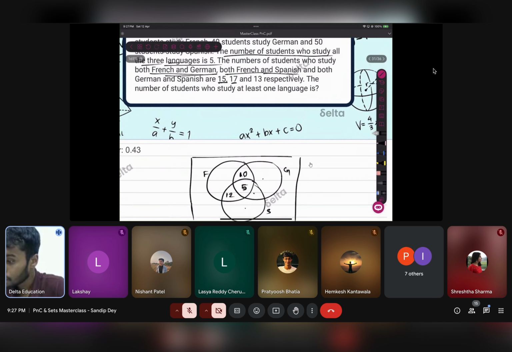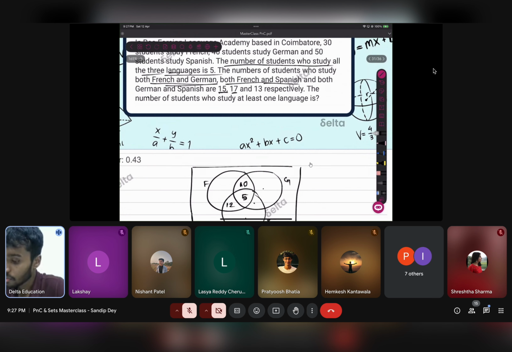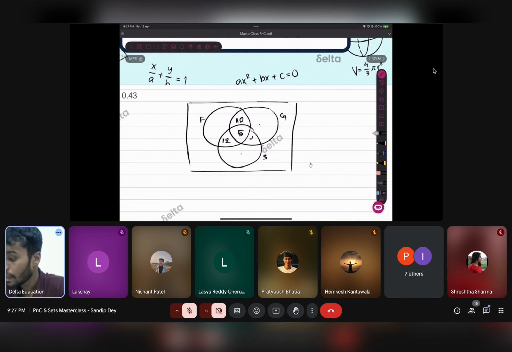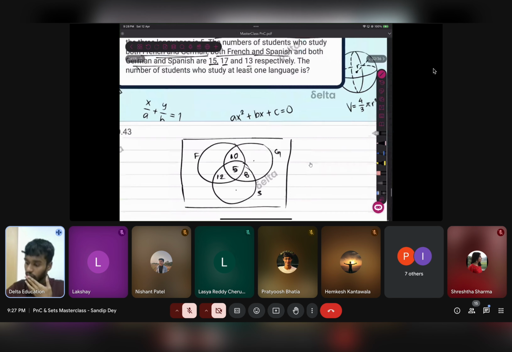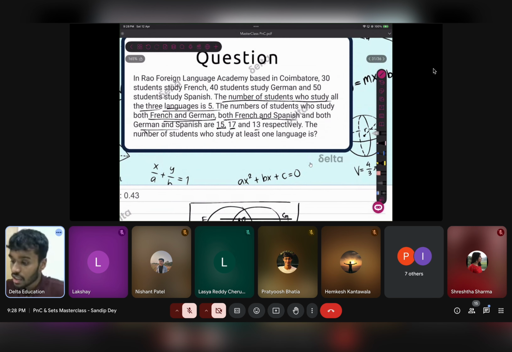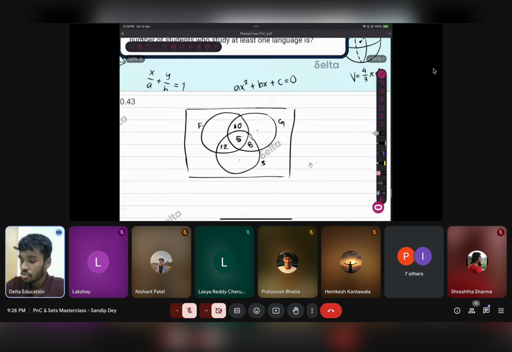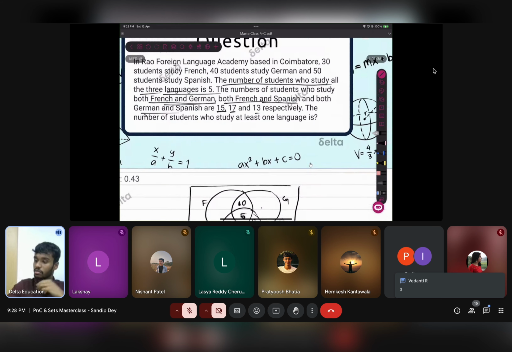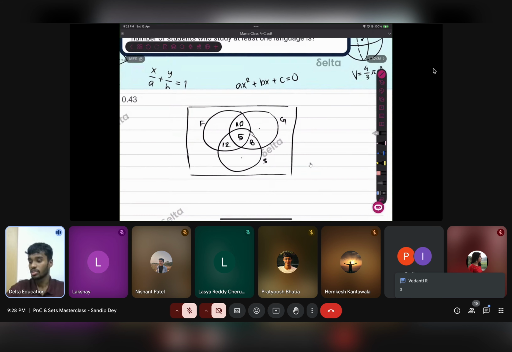Then again, both German and Spanish is 13. So I will have 8 students who study only German and Spanish. Now it is also given that 30 students study French. So how many students are left whom we have not included? If I add this up, 10 plus 12 plus 5, that is 27. I was having 30 students who study French, so I know for sure that 3 students study only French, right?